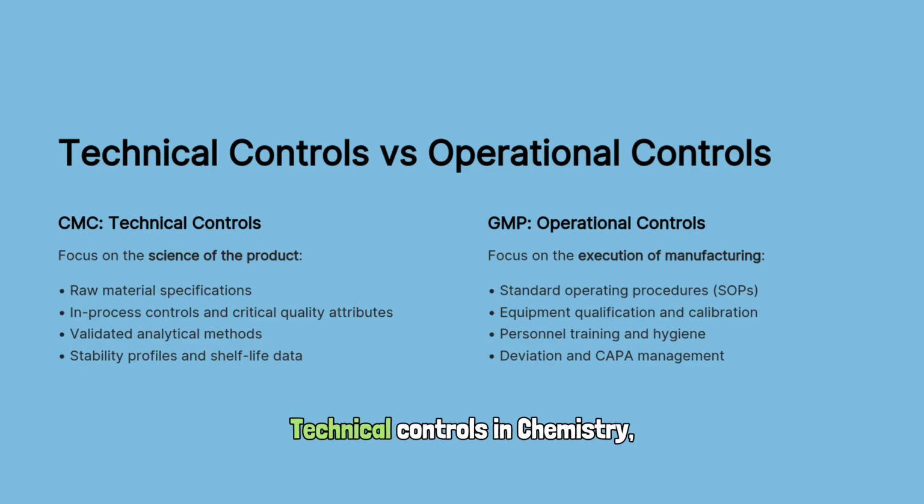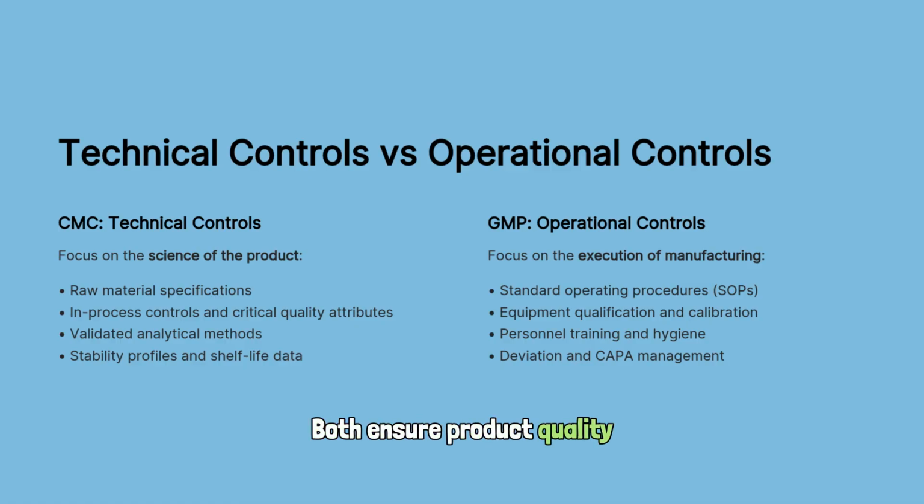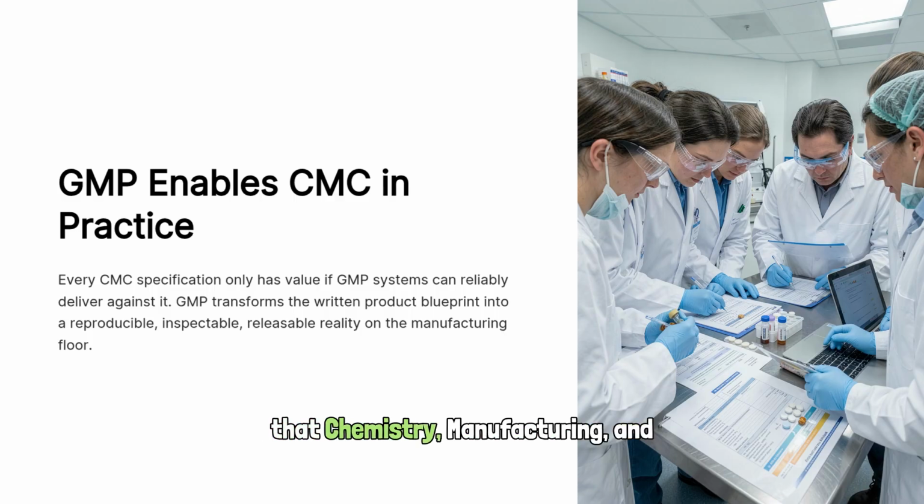Technical controls in chemistry, manufacturing, and controls focus on product science, including raw material specifications and stability profiles. Good manufacturing practice operational controls emphasize manufacturing execution, such as standard operating procedures and equipment calibration. Both ensure product quality and compliance through distinct yet complementary approaches. Good manufacturing practice ensures that chemistry, manufacturing, and control specifications are effectively implemented. It transforms the product blueprint into a consistent, inspectable, and releasable product on the manufacturing floor. This synergy between good manufacturing practice and chemistry, manufacturing, and controls is crucial for reliable product delivery.